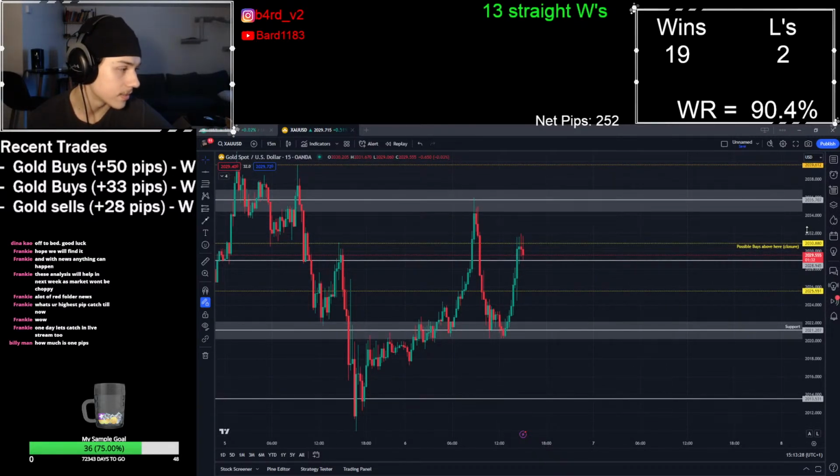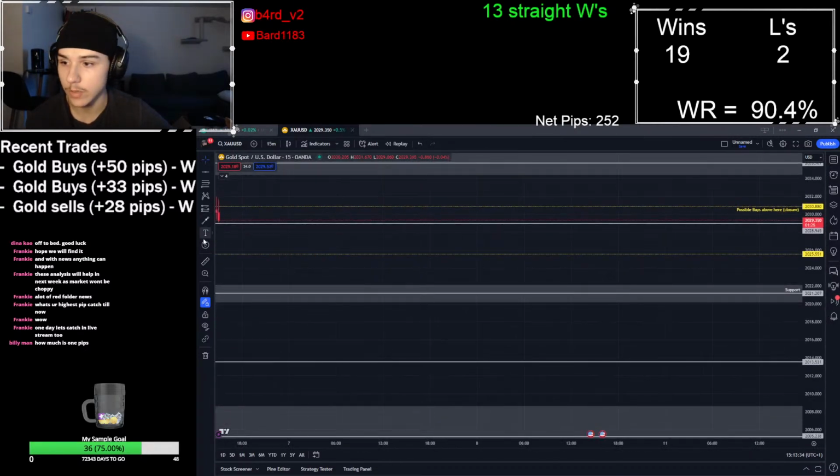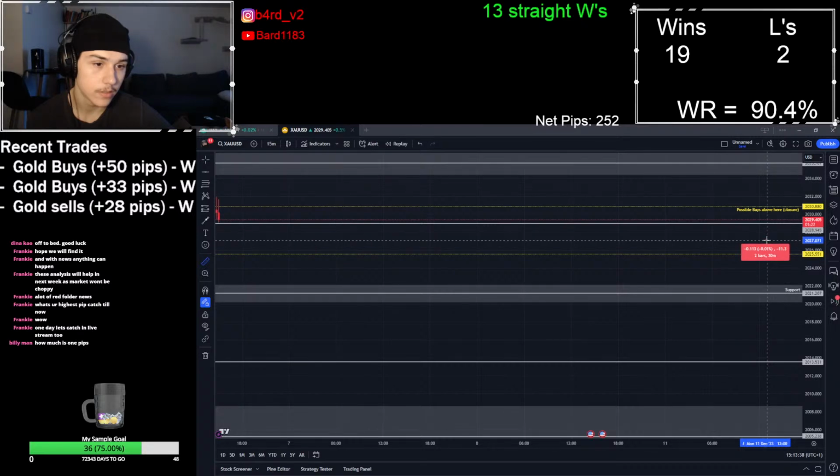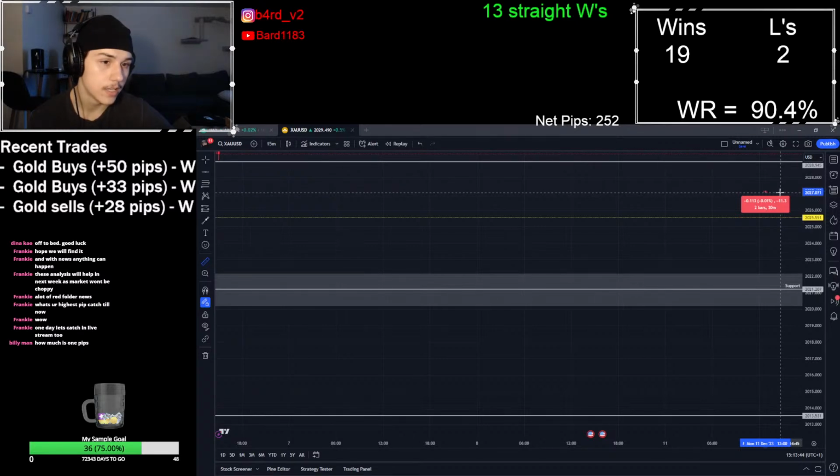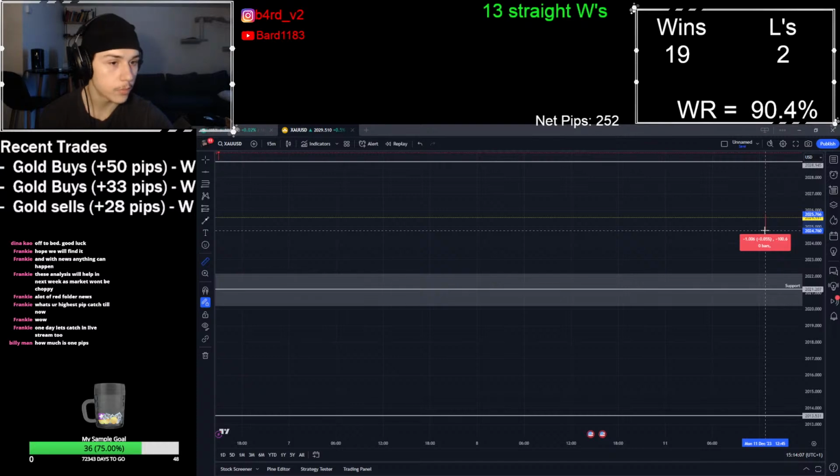How much is 1 pip? Well, that depends on how much you risk, right? So 1 pip is just on gold. On gold, 1 pip is 10 price point movements, right? So if you go from, let me show you here, 25.5 to 25, that's 10 pips. So if you go from 25.766 to 24.76, that's 10 pips.